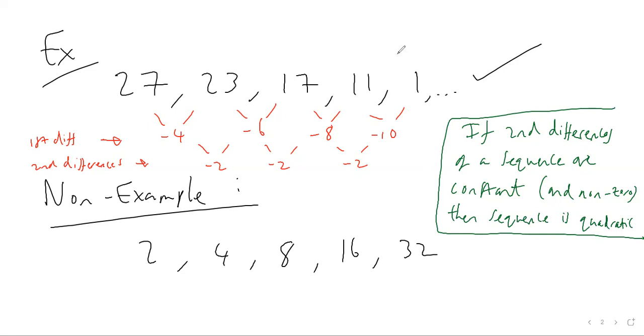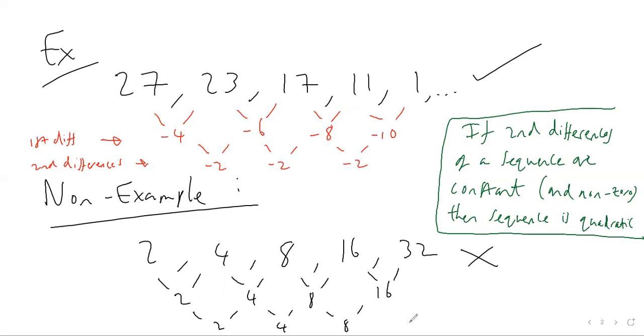so it must be a quadratic. However, this one here is not quadratic. So let's think about this. We've got a first difference here of 2, a first difference here of 4, a first difference here of 8, and a first difference here of 16. Now the second differences go 2, 4, 8.